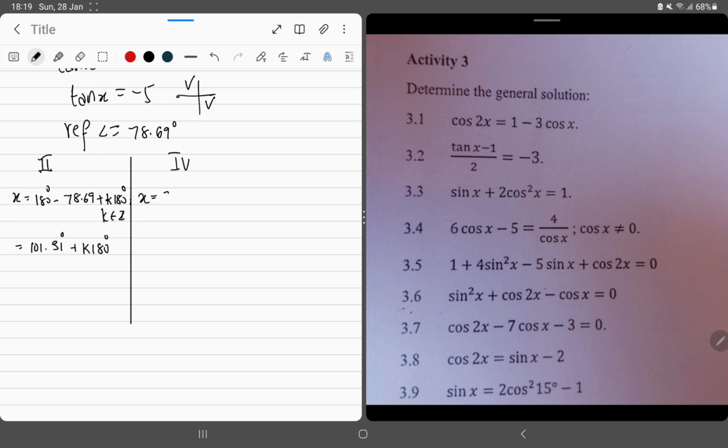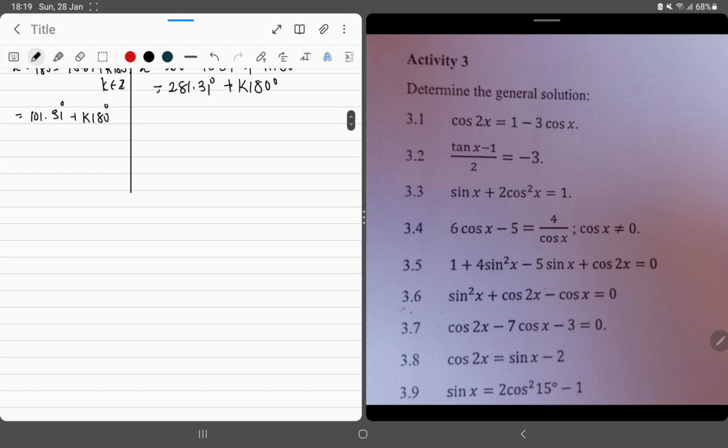And then in quadrant 4, this is going to be 360 minus 78.69 plus k times 180 degrees. This is 281.31 degrees plus k times 180 degrees.